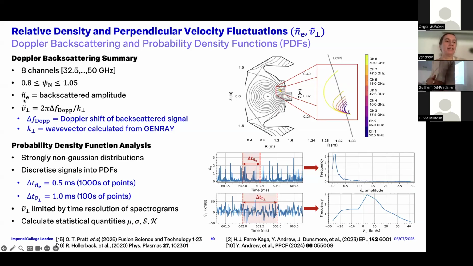The relative density fluctuations and the perpendicular velocity are what we're interested in from this diagnostic. So what we've done is to calculate the probability density functions of the two variables of interest. For the relative density fluctuations, we've used 0.5 milliseconds time resolution to construct the PDFs, and typically it has thousands of points, whereas we used 1 millisecond for the V perpendicular PDFs. That allows us to calculate the statistical quantities from that, such as the mean, the standard deviation, skewness, and kurtosis.